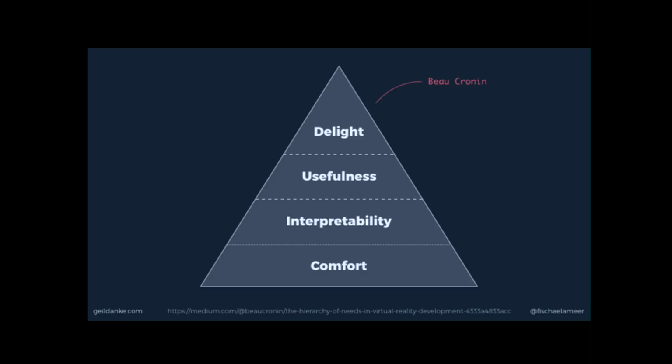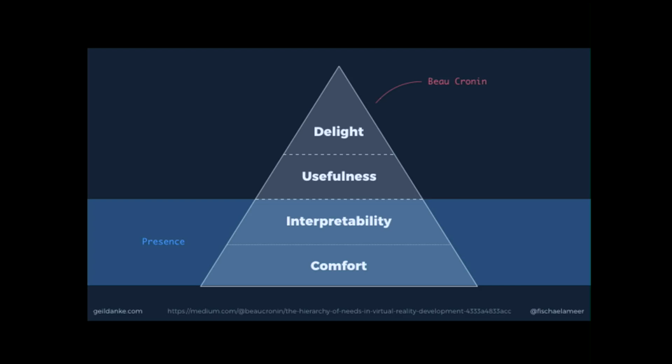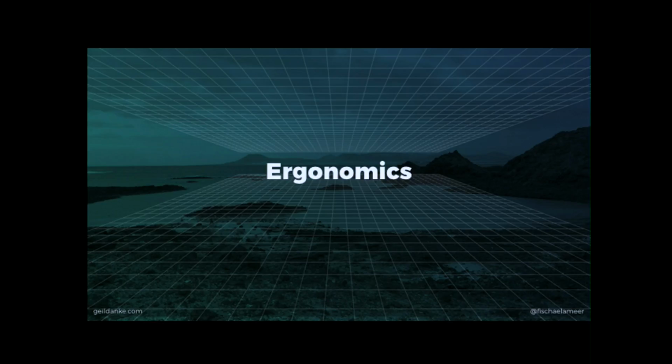Comfort means that a user can use your application without feeling unwell. And interpretability means that the virtual world feels convincing to the user. If both needs are satisfied, the user will get the feeling of actually being present in this virtual world. And this is what we want to achieve. So we cannot talk about all needs. This is why I will focus on comfort and begin with some basic facts about ergonomics.